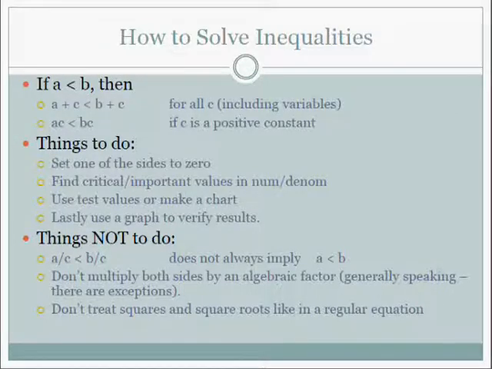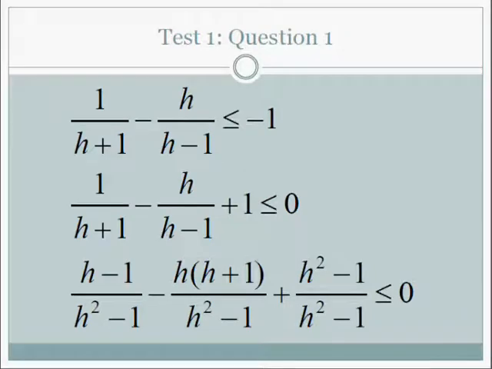Don't worry about that. Subtract things. Get everything onto the same side first, and then you can start working towards it. Likewise, squares and square roots do not work like in a regular equation. You can't just take a square root on both sides and hope that the thing in the middle doesn't change, because it probably will.